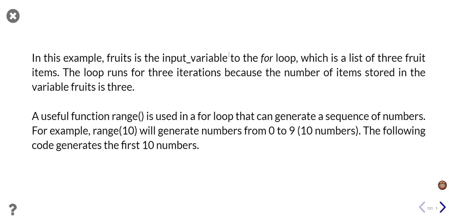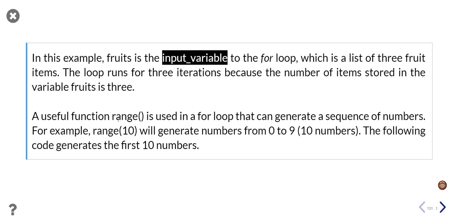So as I mentioned, fruits is the input variable, which is a list of 3 fruits. So the loop runs for 3 iterations because the number of items stored in the variable fruits is 3. You don't have to define it, it automatically detects. So a useful function: range. This is another built-in function. Range is also used in a for loop, which can generate a sequence of numbers. For example, if you specify range 10, it will generate numbers from 0 to 9. 10 numbers, right? Because it's starting from 0 to 9. So the following code generates the first 10 numbers.